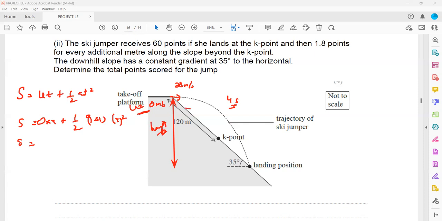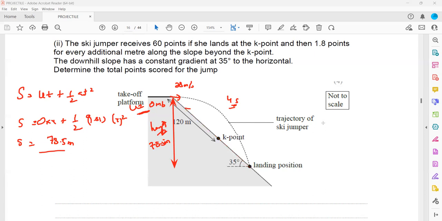So when we multiply 4 squared into 9.81 divided by 2, this will give us 78.5 meters. Now, as we have the angle, we want to know how much extra distance it has covered. The K point is 120. But now we'll find this distance to know the total distance it had covered on the inclined surface.